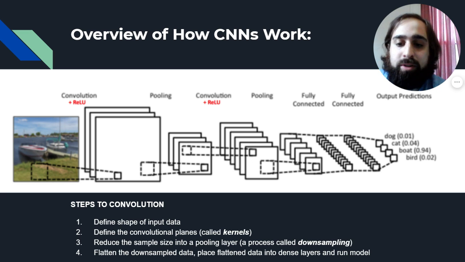So the steps of convolution: take your input data, you run it through convolutional layers, you pull them down in a process called downsampling, and then you flatten all that data into a one-dimensional list of probabilities, and that's your output. One thing that's not mentioned here is that that's only one iteration of a convolutional neural network.